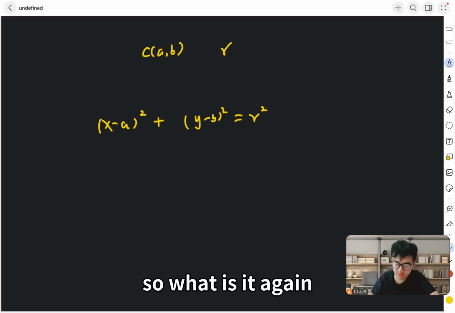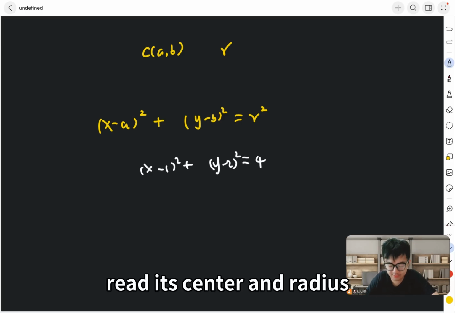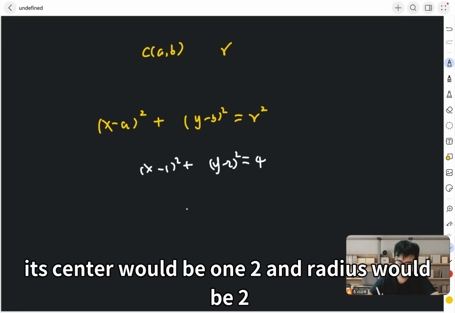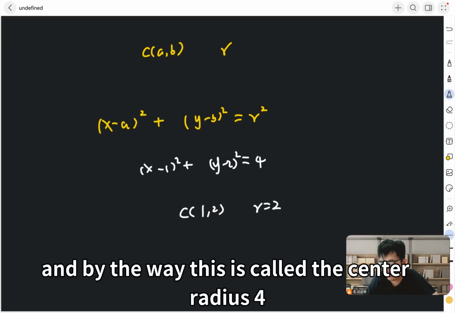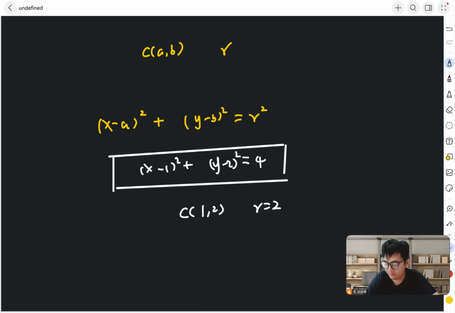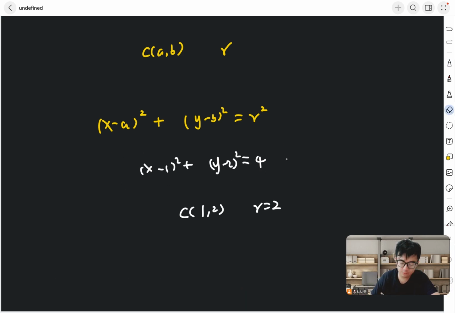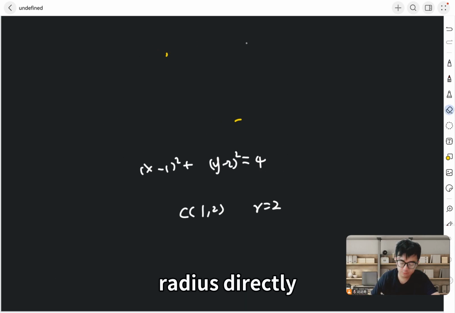So practice it again. (x - 1)² + (y - 2)² = 4. Read its center and radius. Its center would be (1, 2), and the radius would be 2. And by the way, this is called the center-radius form. Seeing this form, we can directly read its center and radius.